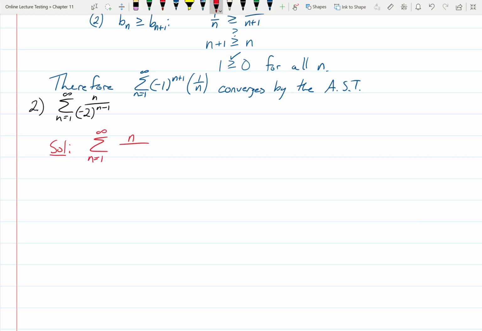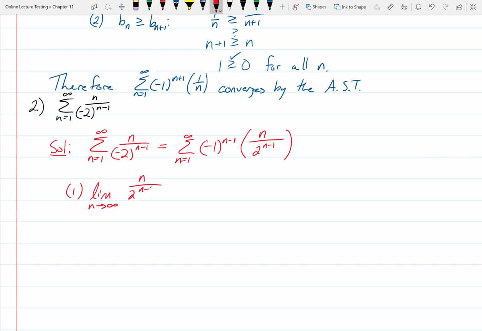So we have n over negative 2 to the n minus 1. To get my b sub n by itself, I'm going to pull out that negative. So that negative 1 was raised to the n minus 1. And then the rest of this is this n, and then 2 to the n minus 1. All right, so now that we have this b sub n by itself, we see that it is alternating, so we can apply the alternating series test. So number 1, we're going to get the limit as n approaches infinity of n over 2 to the n minus 1.